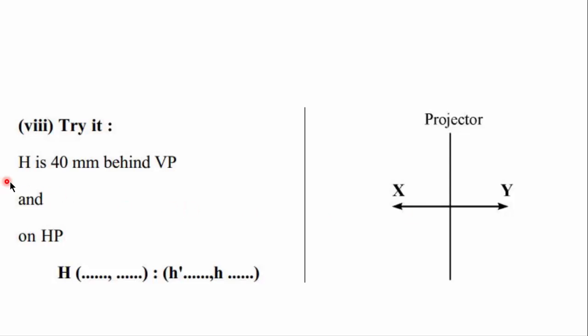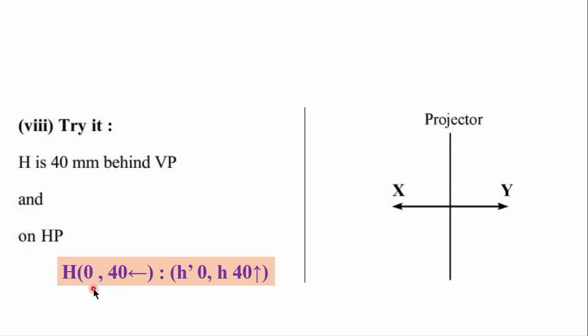Similarly, point H is 40 mm behind VP and on HP, and hence its distance from HP is now 0. From VP 40 mm behind. H dash is 0, means elevation is going to be on XY line and plan 40 mm above XY line. Look here, elevation on XY line, plan 40 mm above XY line.